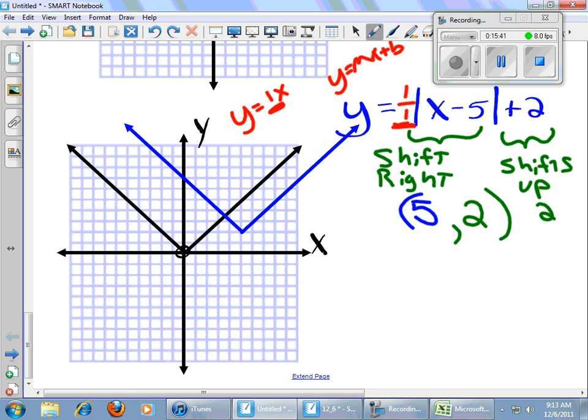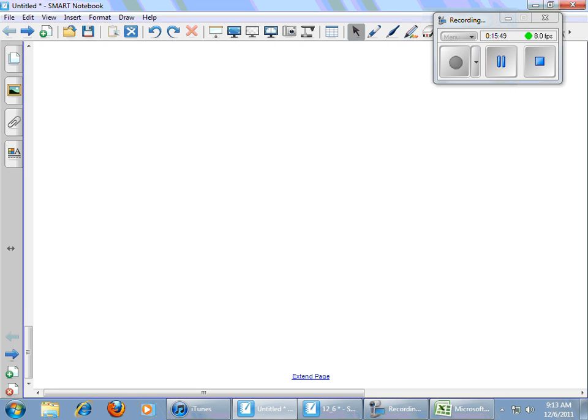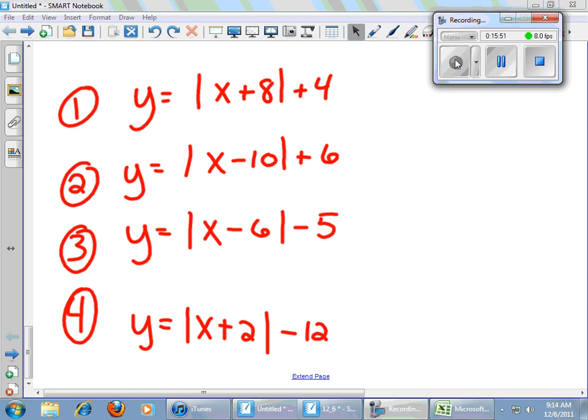Okay? So I'm going to give you a couple sample problems here. You don't actually have to graph them, but you have to identify the vertex. I'll do one for you. Hold on one second. Okay, in these 4 examples, they all have the same slope, that 1 over 1, or negative 1 over 1, depending on which side of the vertex you're on. But see if you can identify the vertex for each one.